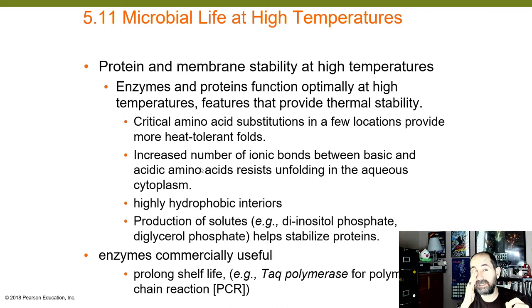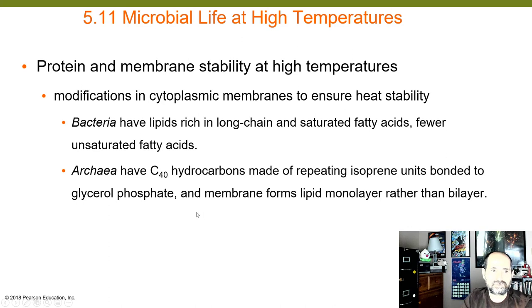These high temperature archaea and bacteria are literally living in 100 degree C temperatures, boiling temperatures. They need to stay intact. So how are they doing that? They have more ionic bonds between the basic and acidic amino acid residues. They have a highly hydrophobic interior. They could produce solutes that help stabilize the proteins. So they have a number of tricks to staying together.